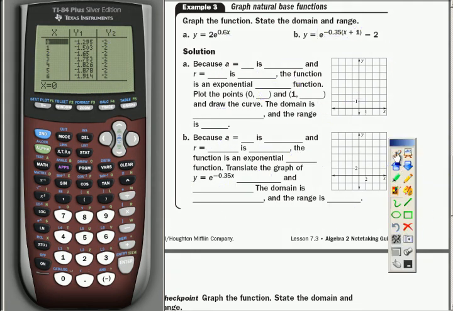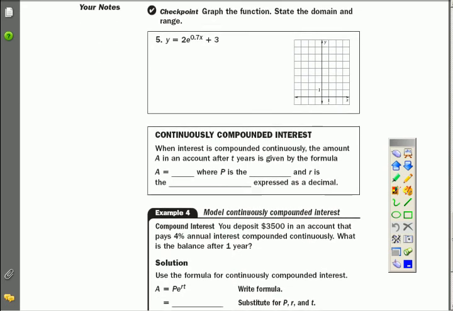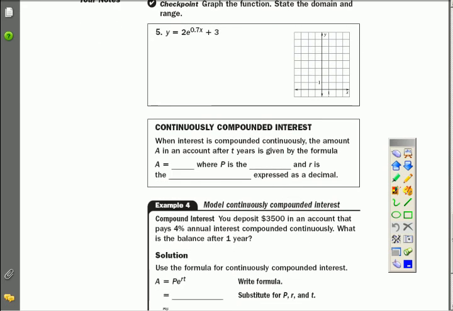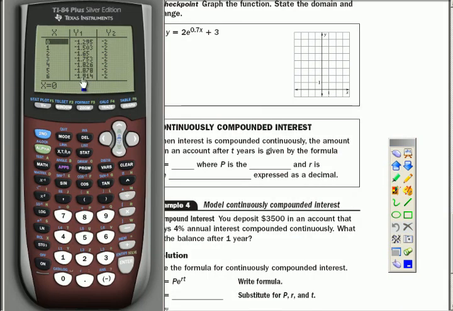Let's take a look at this next page here. You guys are going to do checkpoint 5. Pause the video, take a few moments, graph it, and see if your graph looks like mine. This is the time when you were supposed to pause. Pause now. All right, welcome back.